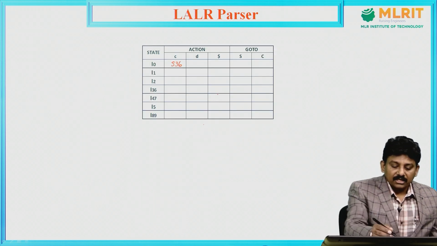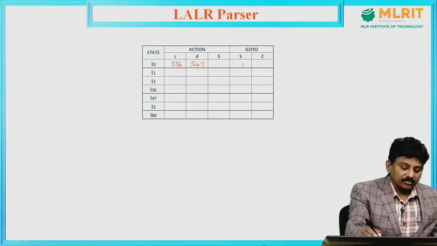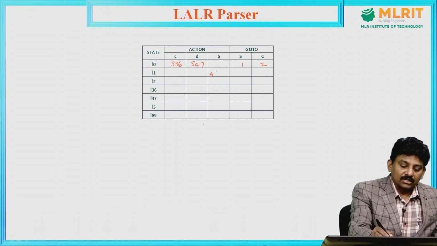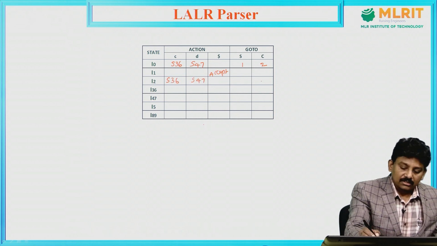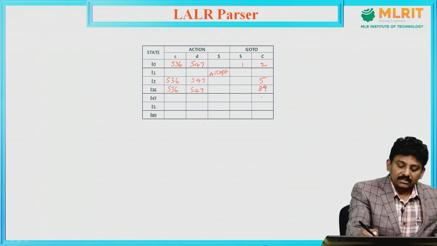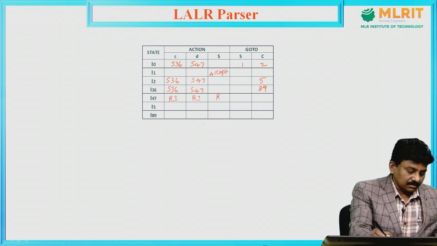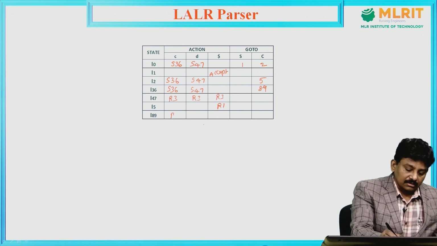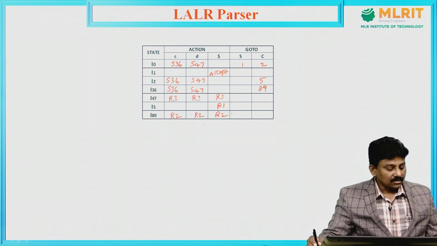We have to write S47 in d. Like that the table will be like this. Row 1 under dollar accept, under row 2 S36, S47, under C 5, I36 S36, S47, 89, 89, R3, R3, R3, R1, R2, R2, R2. This is the LALR parser table.